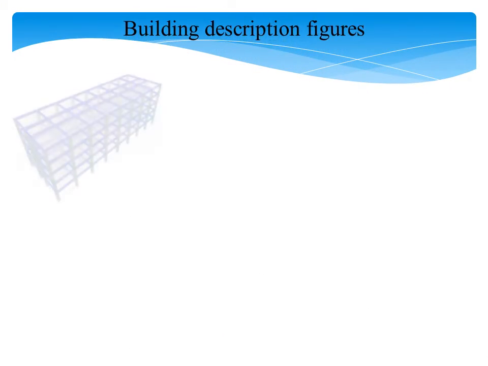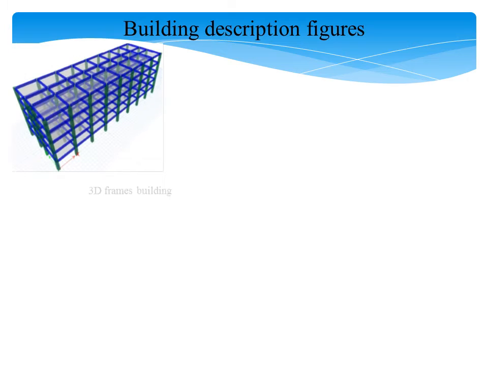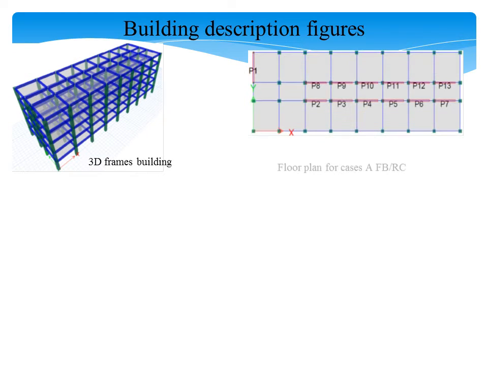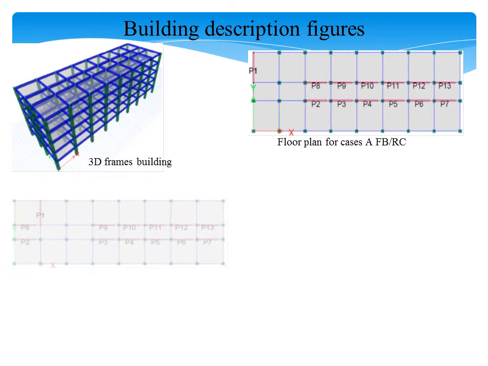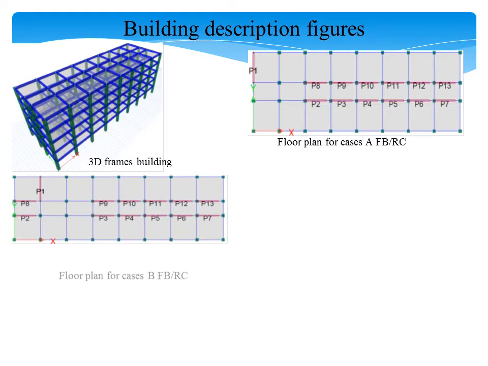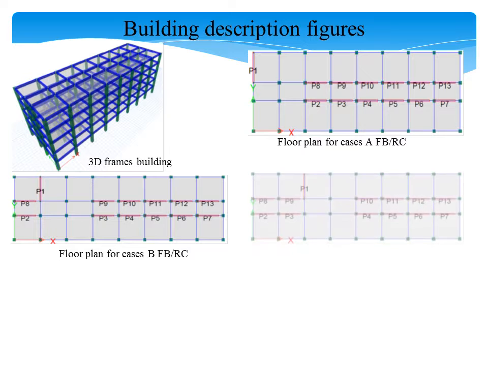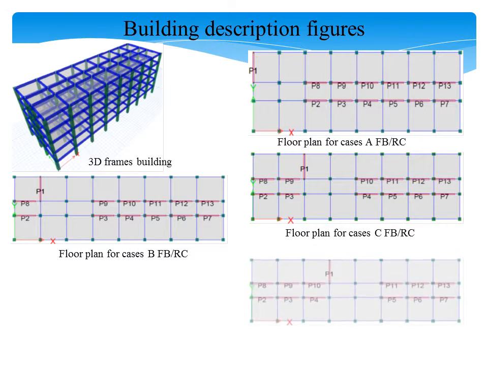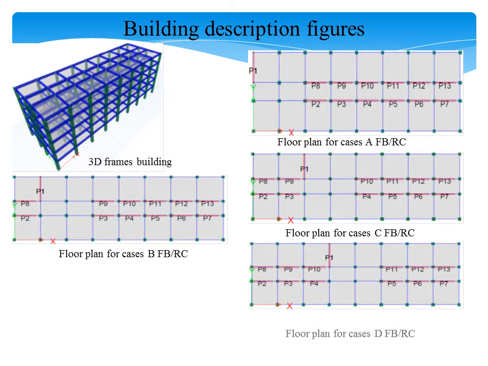A few figures to describe the building. Now, the building is a framed building, and for each case in study, there are mainly 4 cases in study, a bearing wall is added in certain places in the structure as it is seen for cases A, B, C and D.